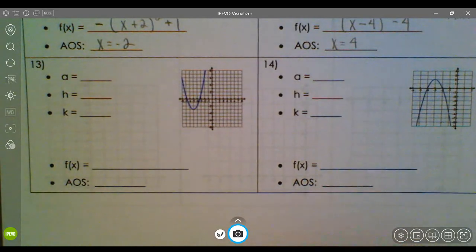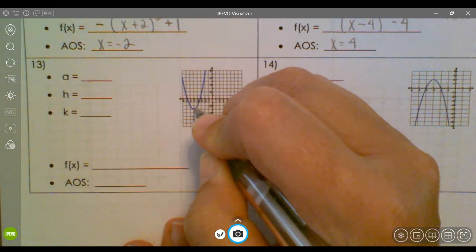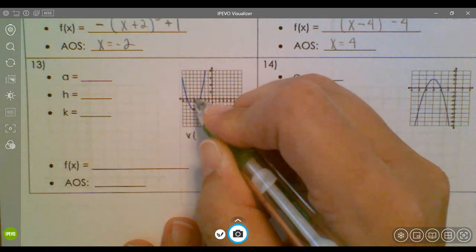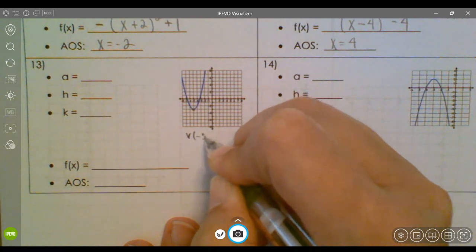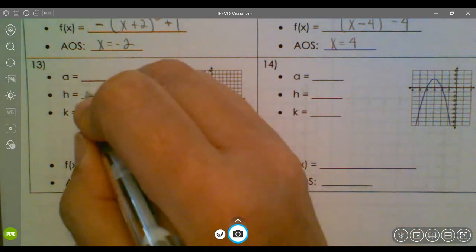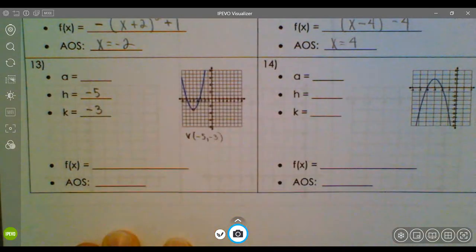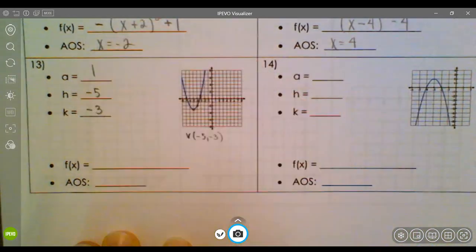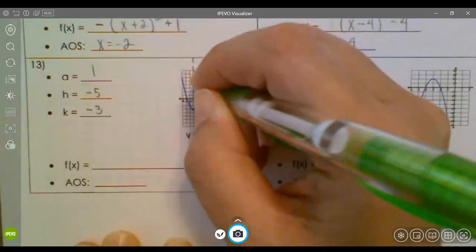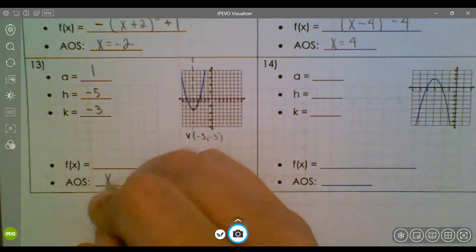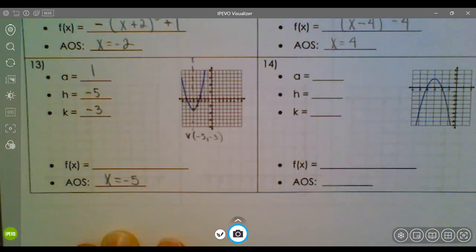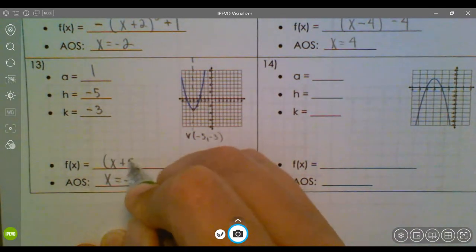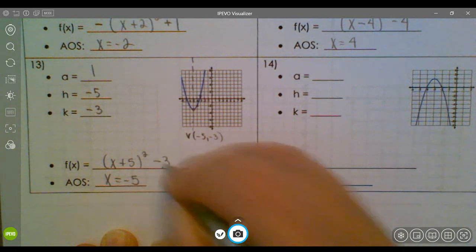Let's look at number 13, shall we? So my vertex is, what is that? 1, 2, 3, 4, 5. 1, 2, 3. -5, -3. Do I follow my standard or my parent? Yes, I do. So A is 1. My axis of symmetry here is x equals -5. So I've got f of x equals x plus 5 squared minus 3.